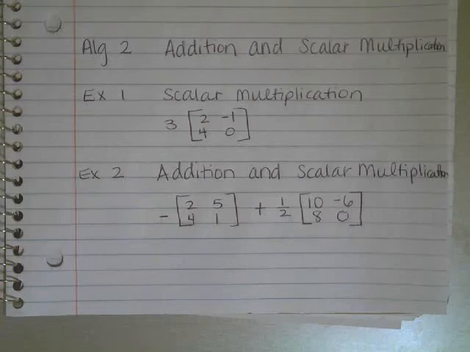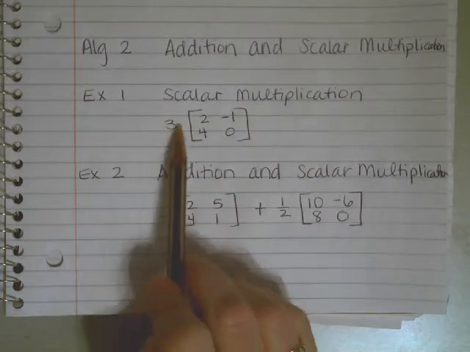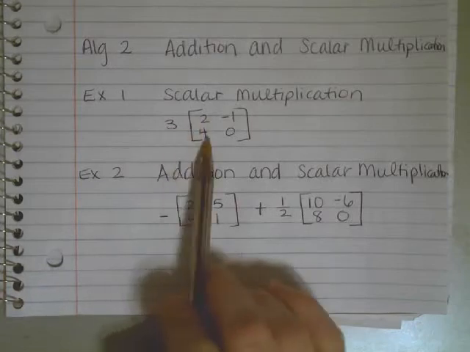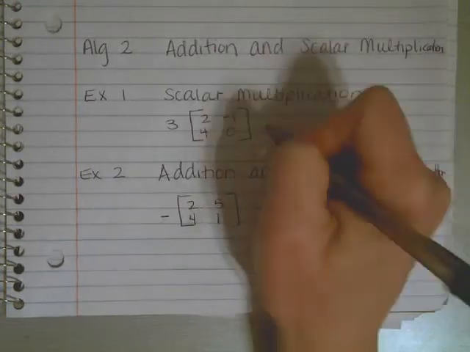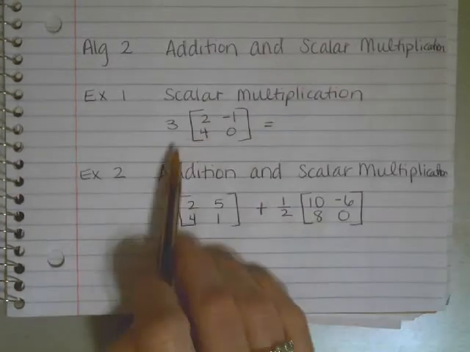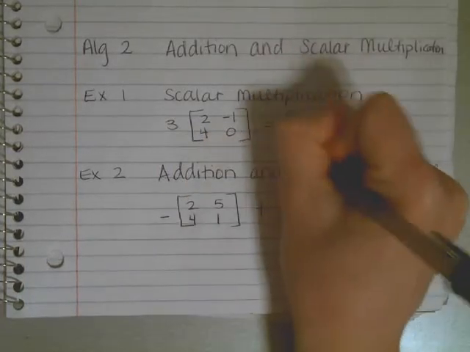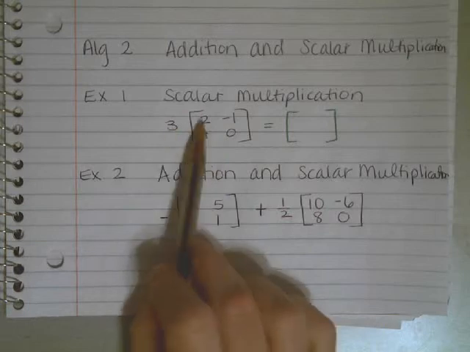For the last video for today, we're going to talk about addition and scalar multiplication. Still working with matrices. For scalar multiplication, you take the number that's out in front and you are going to multiply or distribute it to every single element inside of that matrix. So for this one, it's still going to end up being a 2 by 2 matrix when I finish, but just every element is going to be multiplied by 3.